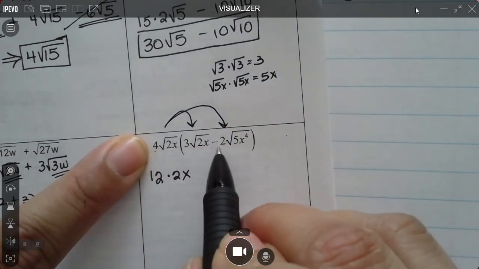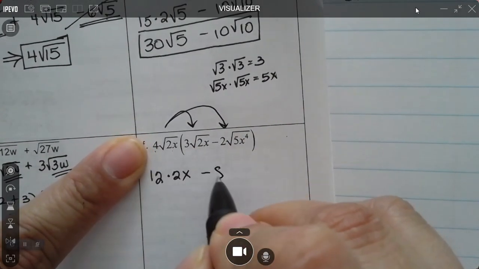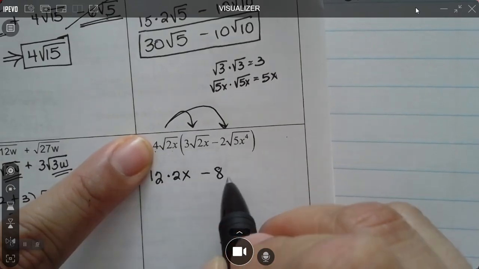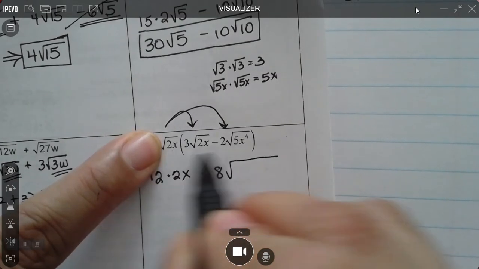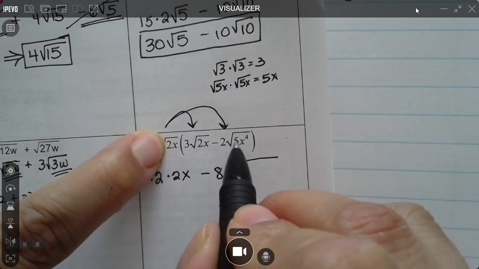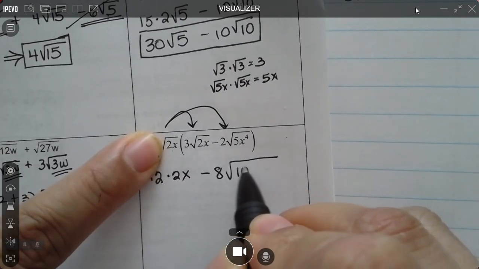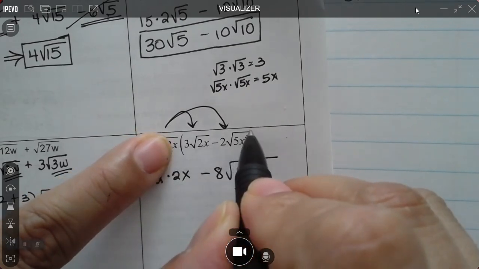Now again, this one. What's 4 times negative 2? Oh, this one we can't do anything. Just square root of what's the inside times the inside. 2 times 5, 10. And here's an x, and here's an x to the 4th.